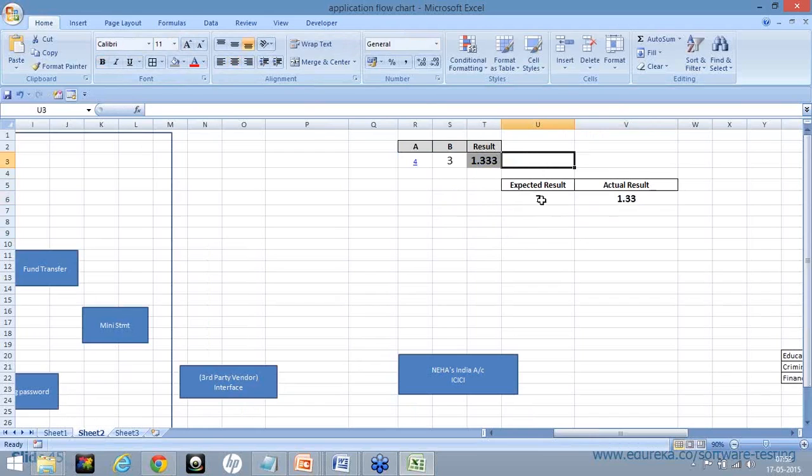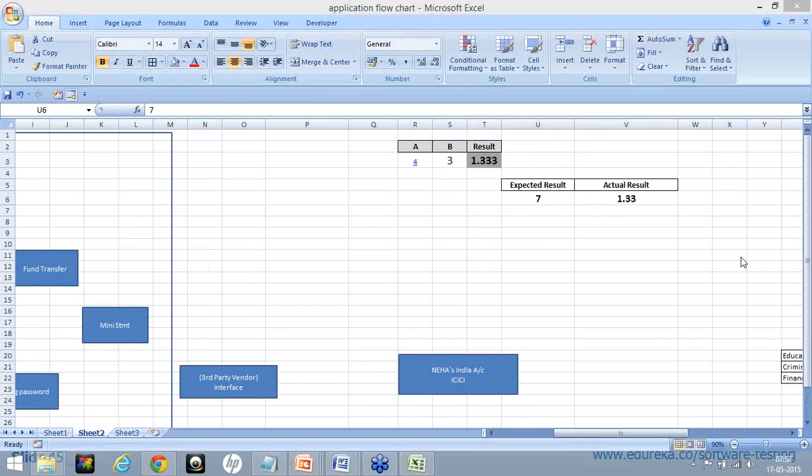So when I was writing my test cases, the expected result was 7, but what is the actual result? Now it is 1.3. So now you are doing some evaluation, but my expected result is not matching the actual result. So what should I do? Raise a bug. You understood? So you have to raise a defect, send it to the developer, and get that fixed.